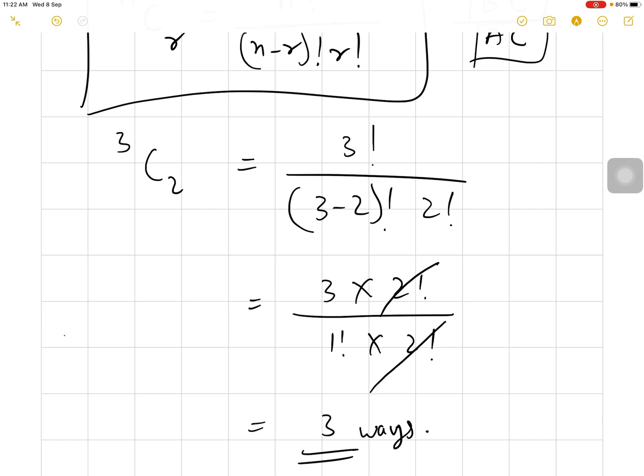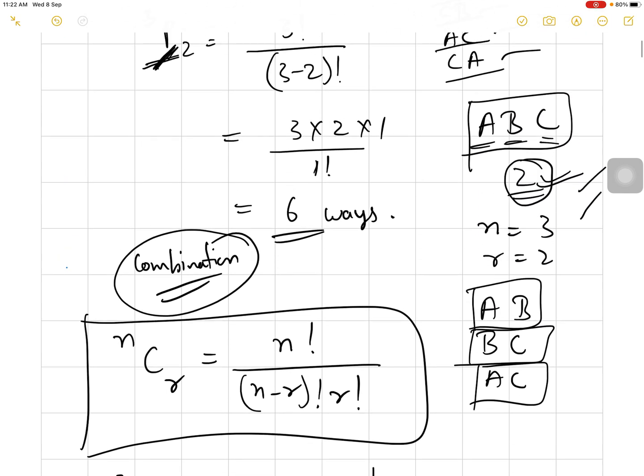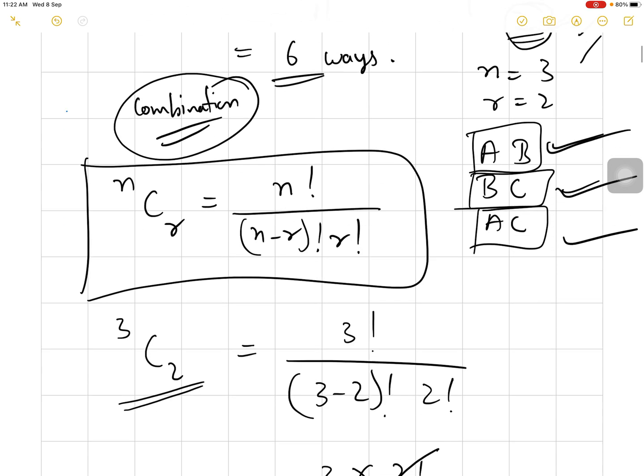So in case of combination, my 3C2 is 3 ways. Correct? So in my example also, I got 3 ways. 1, 2, 3. 3 ways.